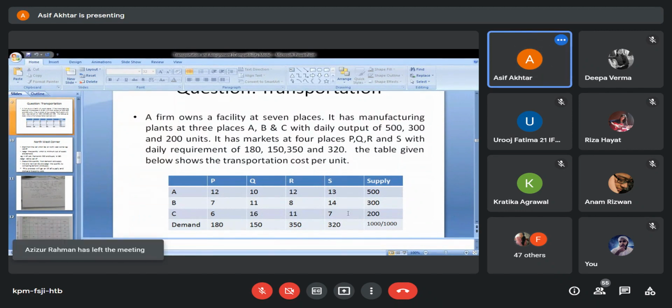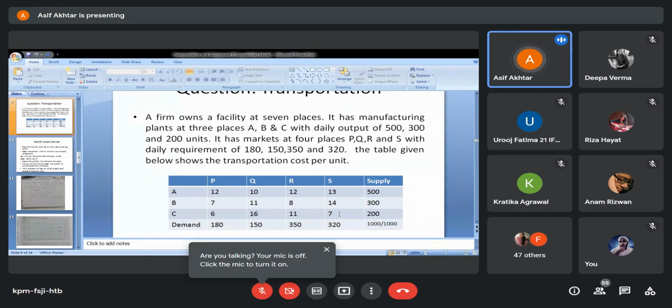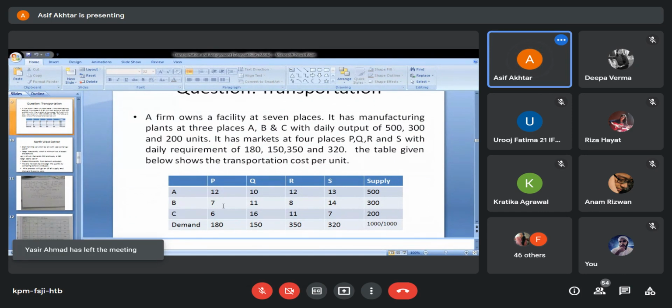Now let us compare the values of the two cells, BP 7 and CS 7. So there is a tie between the two. Now when there is a tie, we have to decide which cell to allocate the quantity to. But here, at the same time, we cannot allocate any quantity to BP. Why can we not allocate any quantity to BP? Because the corresponding demand is already 0. So the only option left for us is CS.